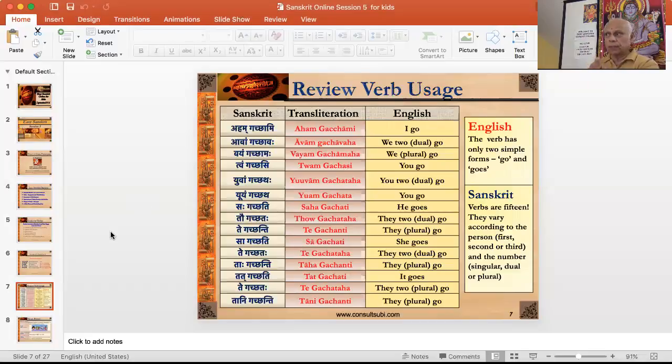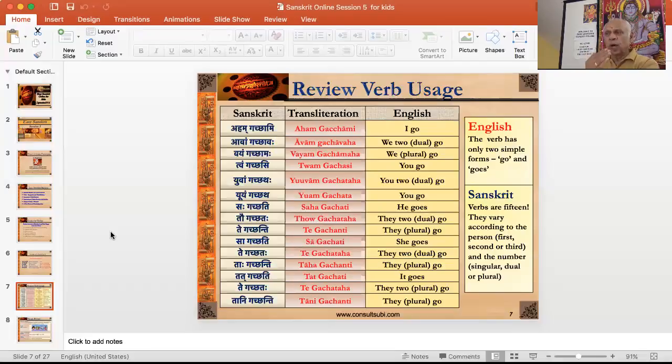Tvam gachasi, you go. Yuvam gachataha, yuvam refers to two again. Gachataha, you two go. Yuyam gachata, yuyam means more than two. You go. In English, there is no difference. If you say you, it can mean one person, two persons, or more than two persons. But here in Sanskrit, it's very specific. It's aham, avam, vayam. Yuvam means you two, yuyam gachata, yuyam means plural.